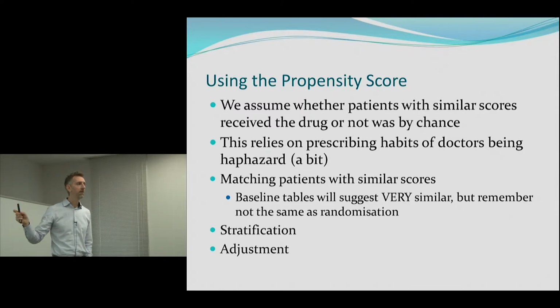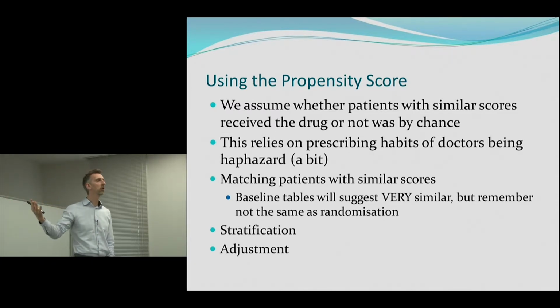I could stratify, so I could look separately at people with a score of 0.8, 0.6, whatever, and just do my comparisons within strata and then combine them. Or I could just adjust for the score itself in a statistical model. It turns out that if I adjust for the score, rather than those 30 individual variables that contribute to the score, it actually does a very similar job in terms of adjusting for confounding.